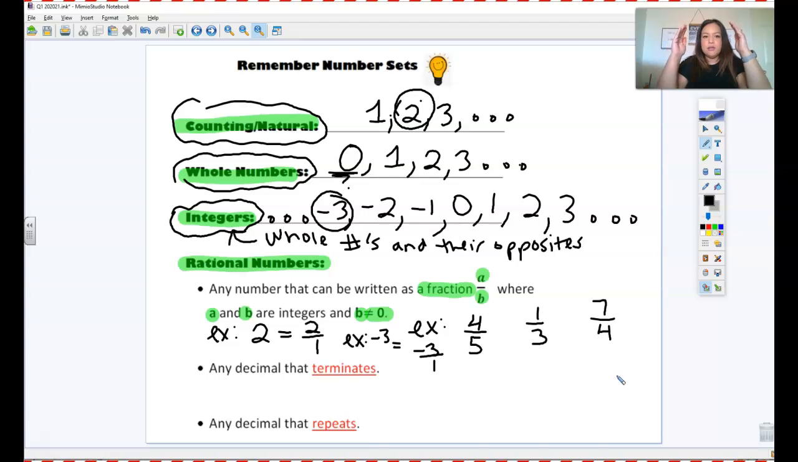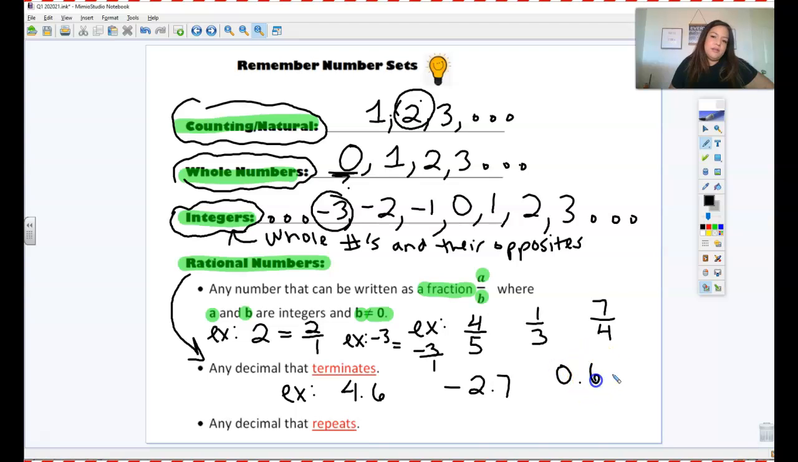Not only does it include the counting numbers, the whole numbers, and the integers, there are other numbers that are not part of those. Those other numbers are things like terminating decimals. For example, something like 4.6. That's a terminating decimal. It is rational, but it just doesn't get to be a counting, a whole, or an integer. But it is rational. Another example would be something like -2.7. Or maybe 0.613. Right? That's a terminating decimal.